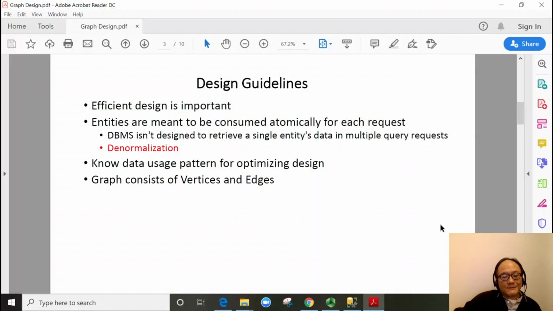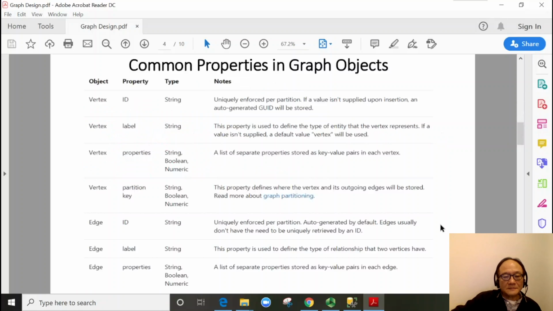By the way, graphs consist of vertices and edges. Vertices are entities, or the real-world objects. Edges are relationships. Relationships describe how vertices are related to each other. We want to be familiar with these commonly used properties for vertices and edges.